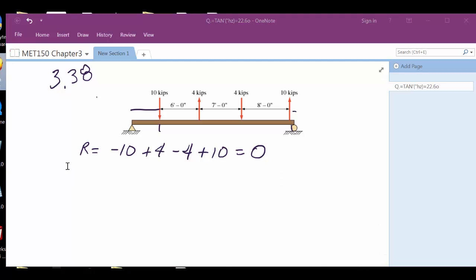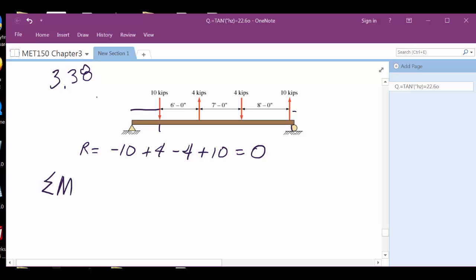Would it matter if your 10 kips were on the far right side or in between the 4 kips? It won't matter on this, but it would matter on the moment, because it'd be a different number for the distance. That's the only thing that would matter. It won't make a bit of difference on this, as long as it's a couple.